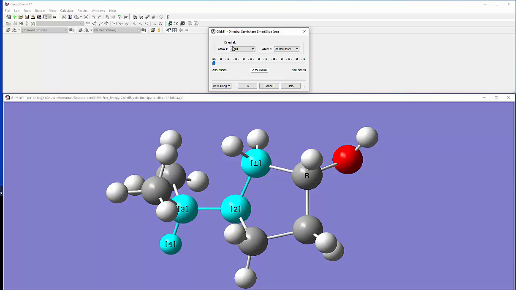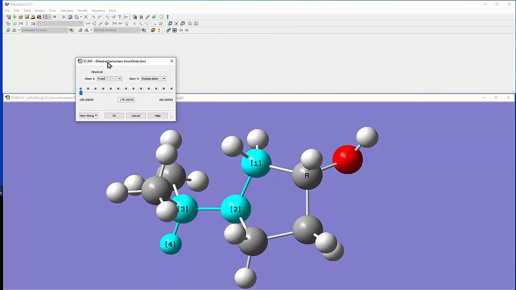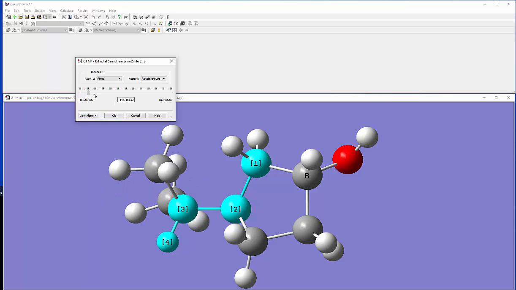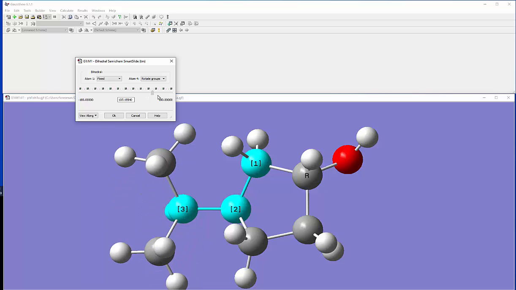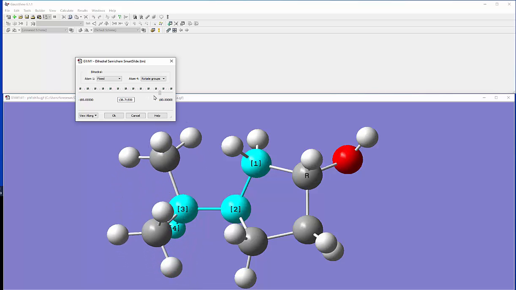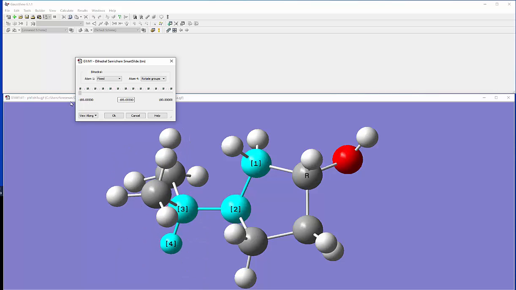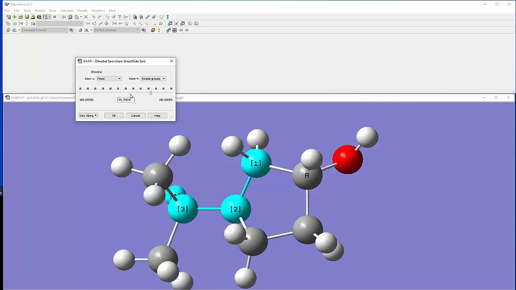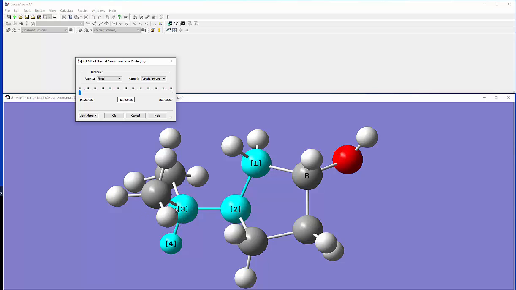There's a smart slide box that comes up in GaussView. We'll choose to fix the atom 1, which was the carbon of the ring, and we'll rotate the groups present at atom 4. And we can actually slide this and take it through 180 degrees back to the beginning. So 180 is the first conformation.